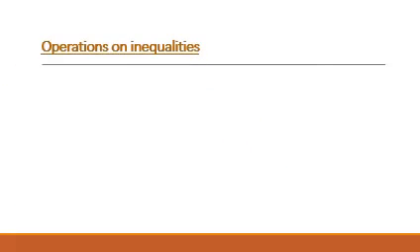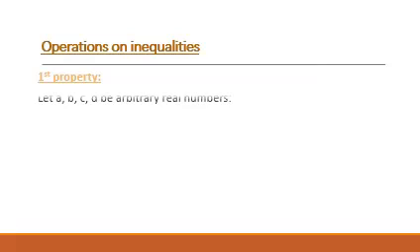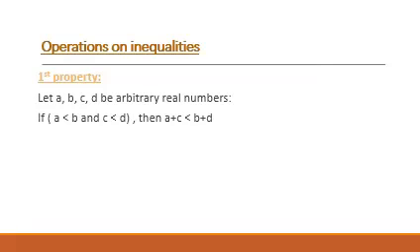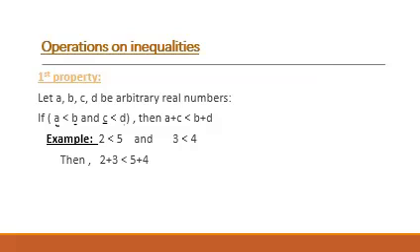Now, what if I have inequalities? The first property says that if A, B, C, and D are real numbers, and if A is less than B and C is less than D, then if you add the boundaries here, A plus C is definitely going to be less than B plus D. Example, if I have 2 less than 5 and 3 less than 4, if I add 2 and 3, I'm going to get 5, which is less than 9. So their addition will never change their sign.